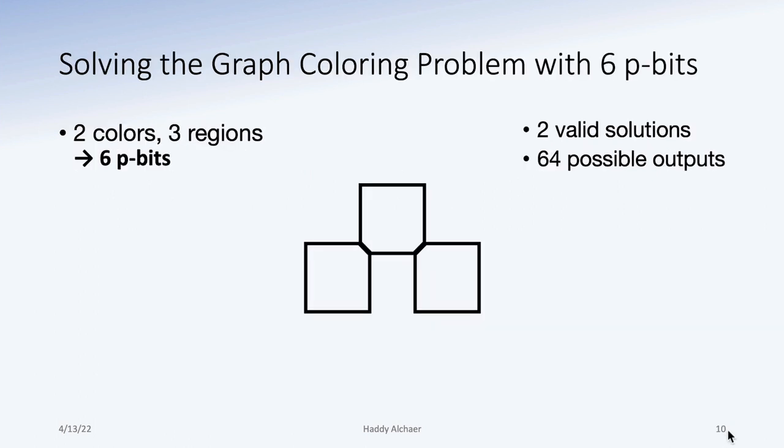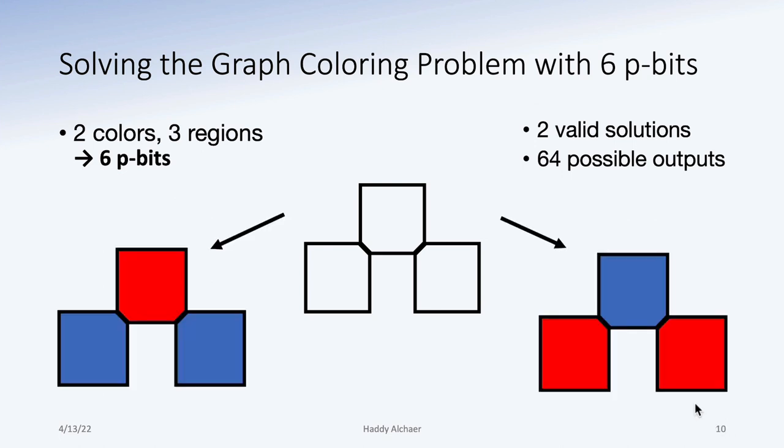So let's take a look at a simple graph coloring problem. We have 3 regions and 2 connections between them. What are the ways that I could color this map with only 2 colors, say red and blue? Well, there are 2 possible solutions. You could have this blue, red, and red, blue, red. And note how the 2 connected regions don't have the same color. This problem can be solved with 6 p-bits.